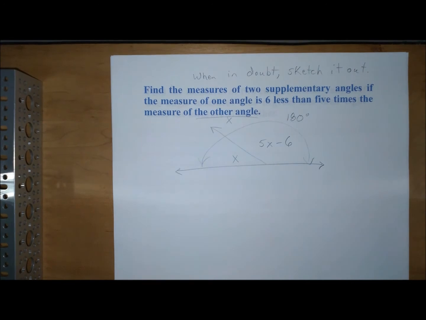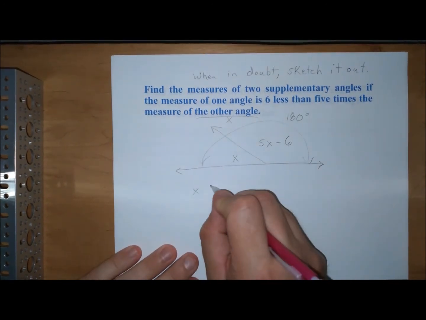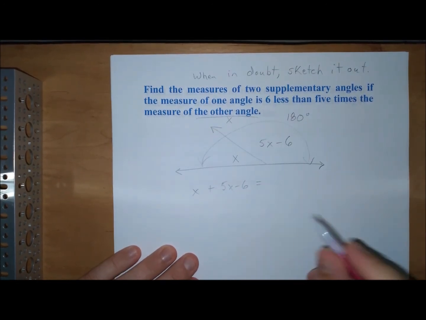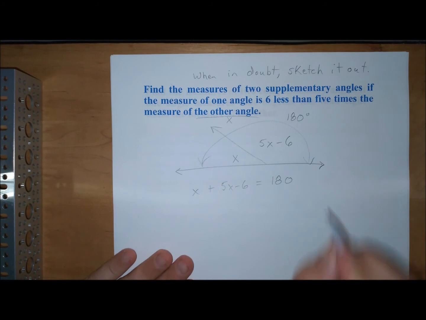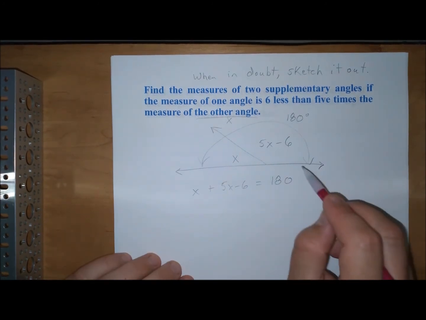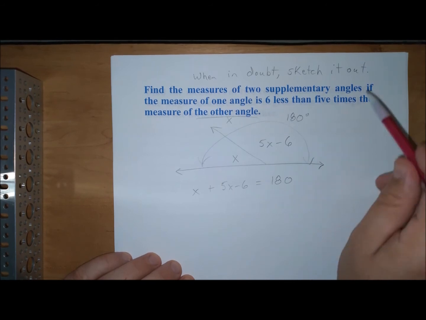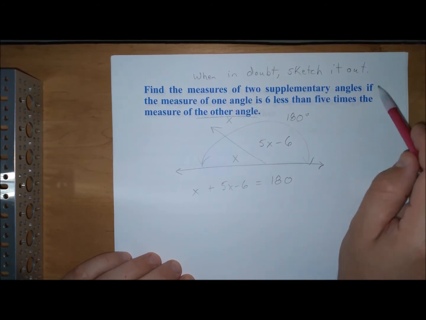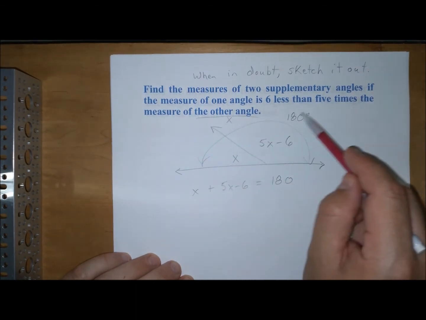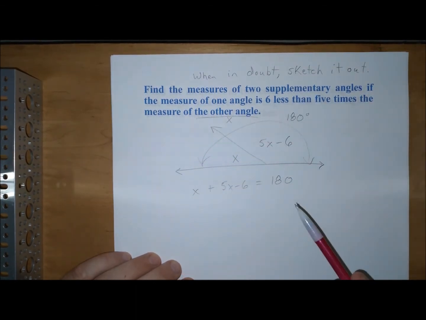180 degrees. And now, where's our equation? x plus 5x minus 6 must equal what? 180. Okay. If you try this without a sketch, it will hurt your brain. And you will cause yourself pain and agony and unnecessary wailing and gnashing of teeth. So don't do that.